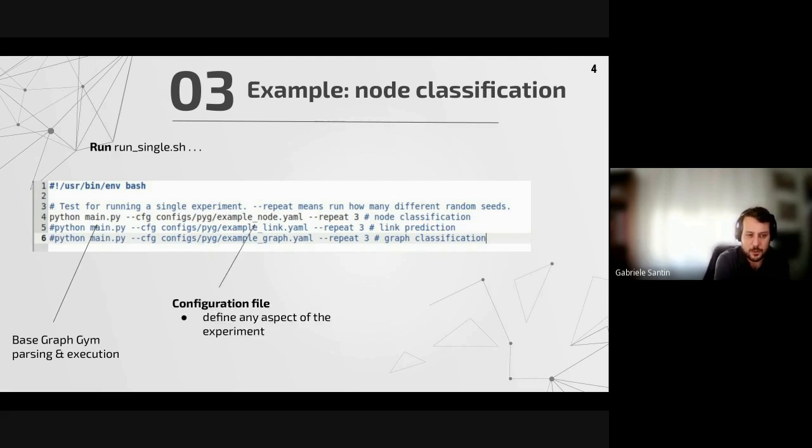Then it takes two arguments. The first one is a configuration file, with an option to pass a configuration file. Within this configuration file, which we are going to see in a moment, you define everything about the experiment. Any aspect of the experiment is defined within this configuration file. The second part is an option to specify the number of repetitions of the experiment.